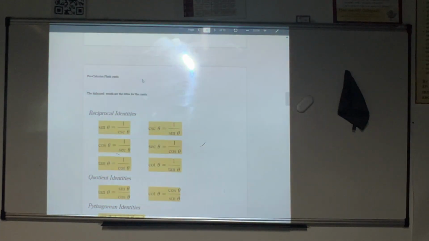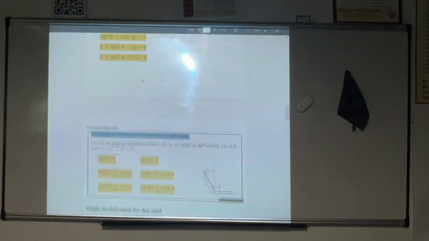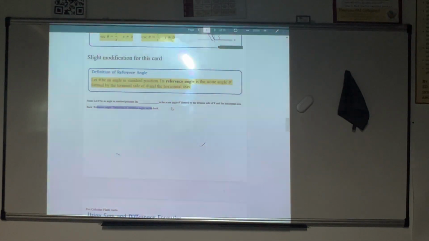Then you have your reciprocal identity. So you need to write reciprocal identity, sine theta, and on the back 1 over cosecant. And go through all of these. Here, this one, I've heard it's confusing. You're not copying this in yellow. You're copying what I typed, leaving this blank so you know it's the definition of a reference angle, but that doesn't go on the front, that goes on the back. That's the only one that's reversed.